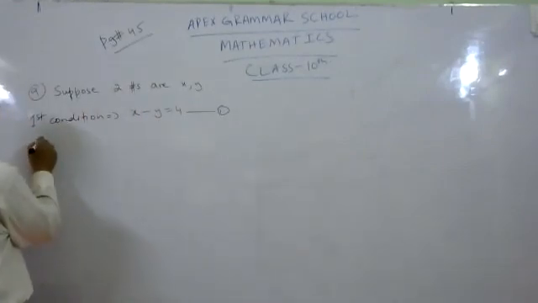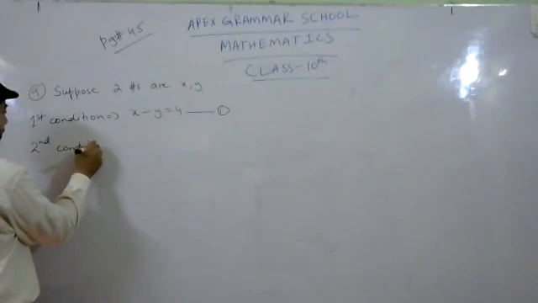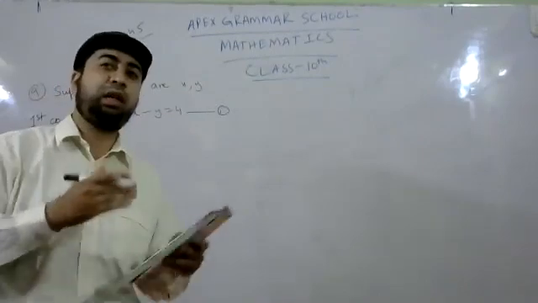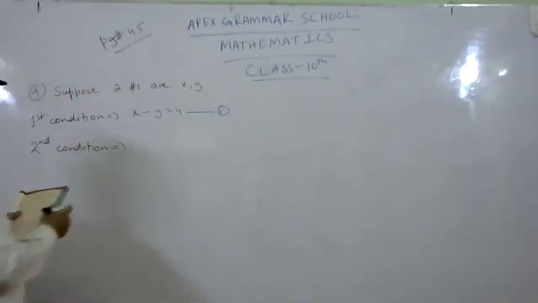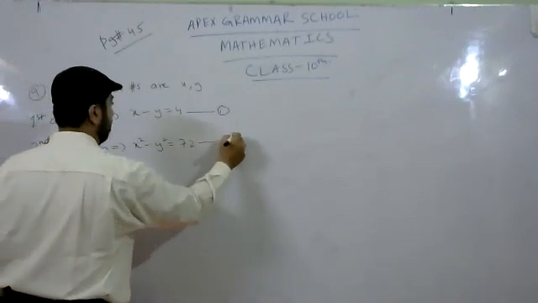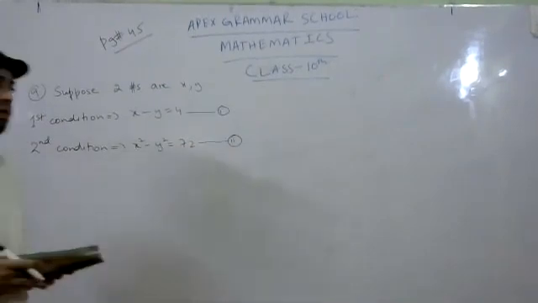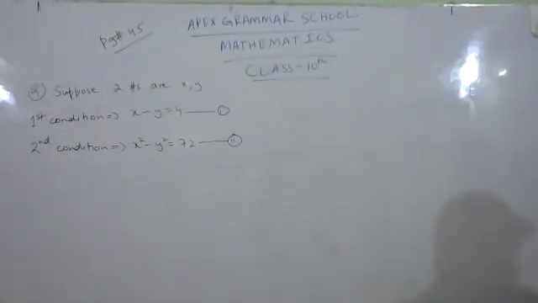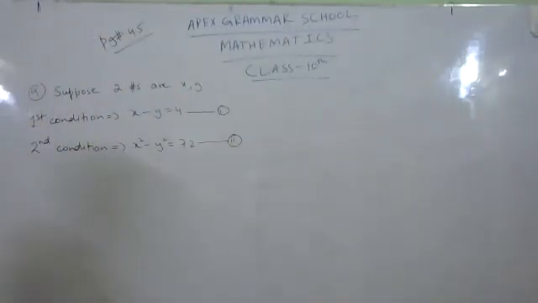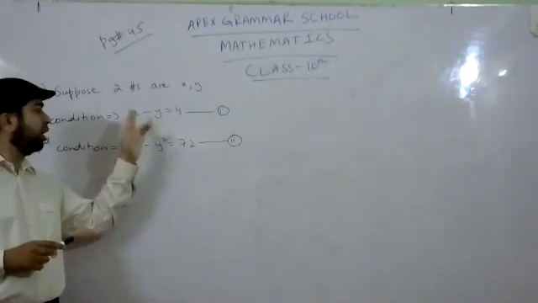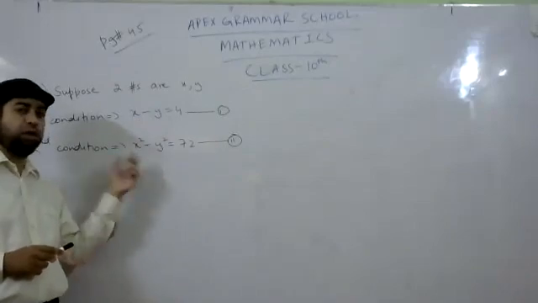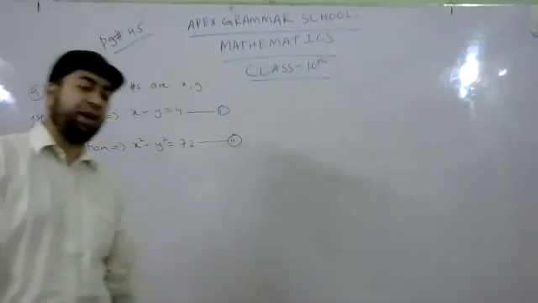Second condition: whose squares differ by, I mean to say their squares' difference, that is x square minus y square is equal to 72, and that's it. Now you can easily solve this question by applying the same rules which we have done in the previous part. Just find the value of x here, negative y will be positive here, and put the value of x inside this equation, and then you can get the value of x easily.